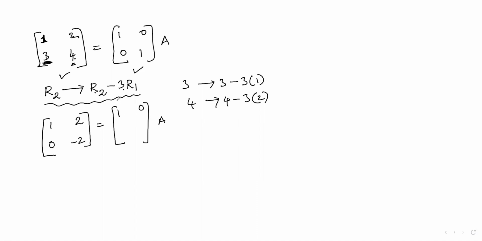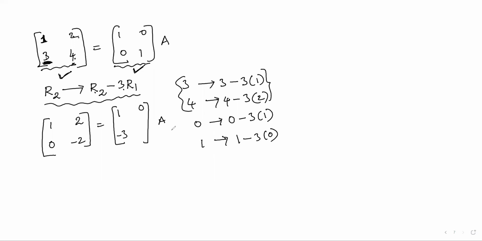Now we have to apply this on the identity matrix also. Here we applied R2, so here we should apply R2 as well. The 0 becomes 0 minus 3 times 1, that's minus 3. Then 1 becomes 1 minus 3 times 0, which is 1. This is very simple. R2 we are changing, so practice properly.